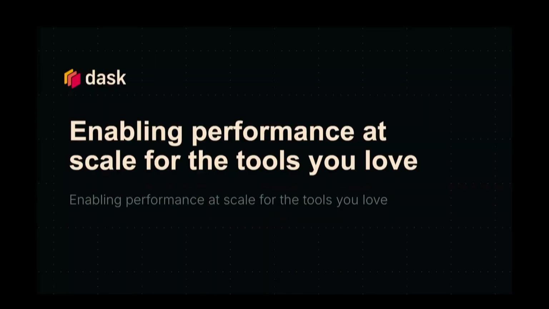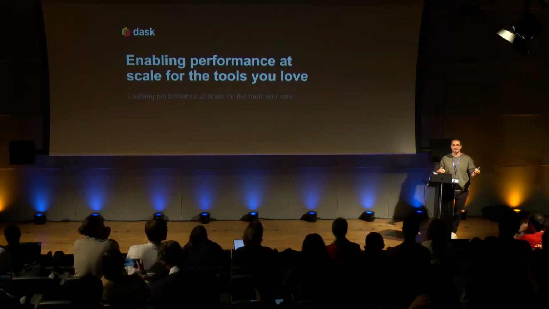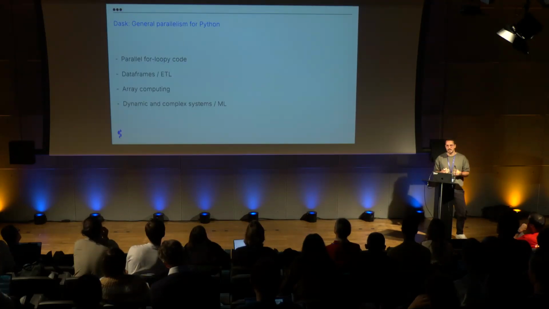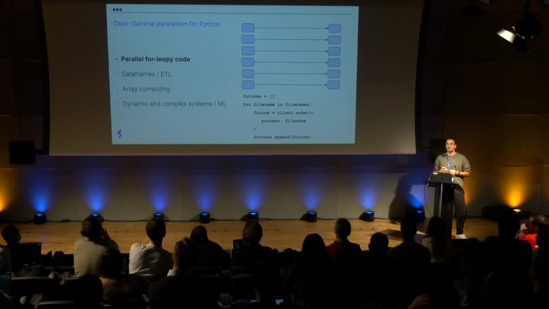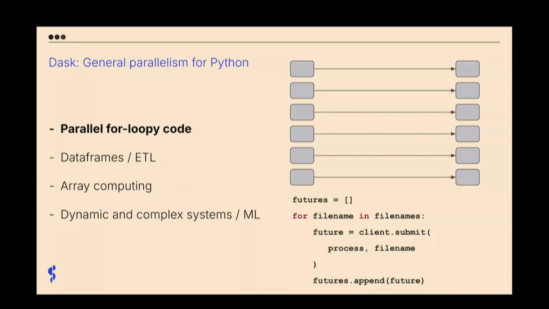So let's talk a bit about the libraries that we've been using here to actually be able to do this. First and foremost, let's talk about Dask. I've mentioned I kind of do Dask things. I'm actually a maintainer of Dask, so that's the main thing I work on. Dask itself is fundamentally a library for general parallelism in Python. What that means is you can parallelize pretty much any computation that you can express in Python in Dask. So whether that's this embarrassingly parallel for-loopy stuff where you just want to process a bunch of files, you can totally do that in Dask.